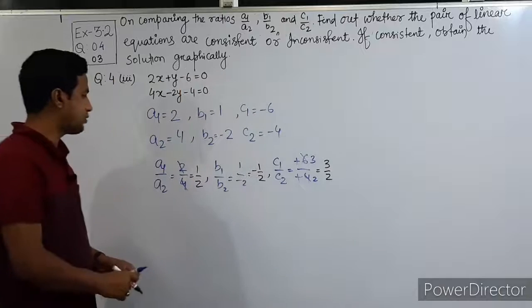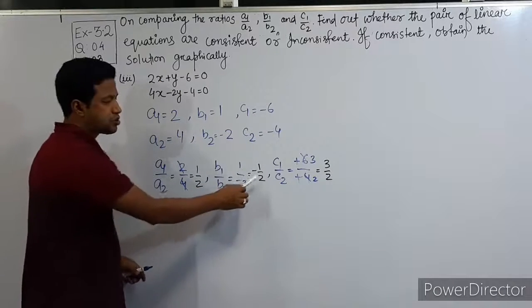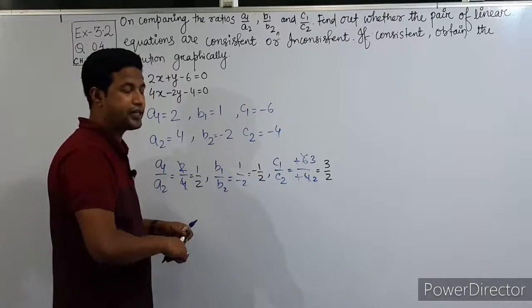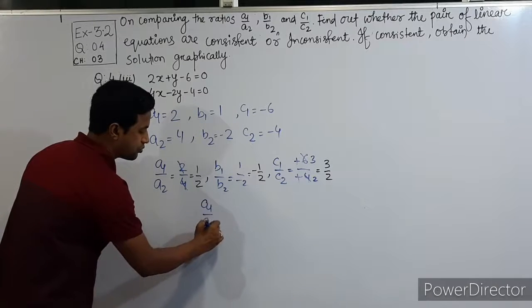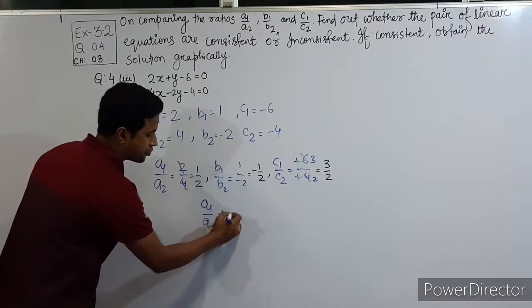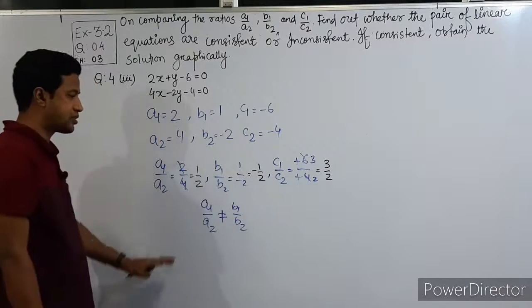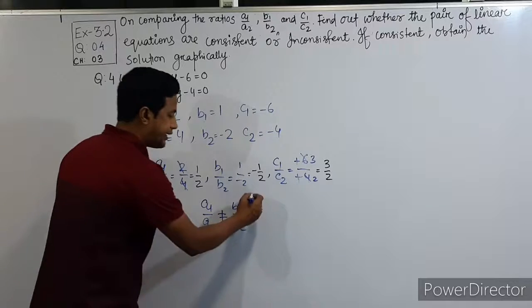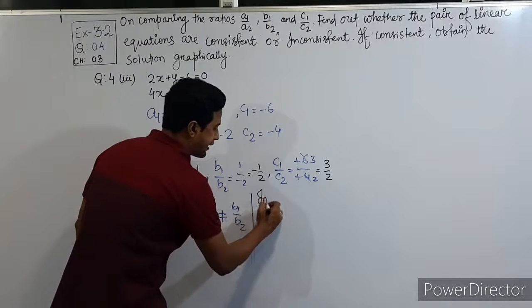So you observe what I got. A1 by A2 is equal to 1 by 2, B1 by B2 is equal to -1 by 2 and C1 by C2 is equal to 3 by 2. So what did I find? I found A1 by A2 is not equal to B1 by B2. So it means what is the nature? It is intersecting lines. What graph will you get? We will get intersecting lines.